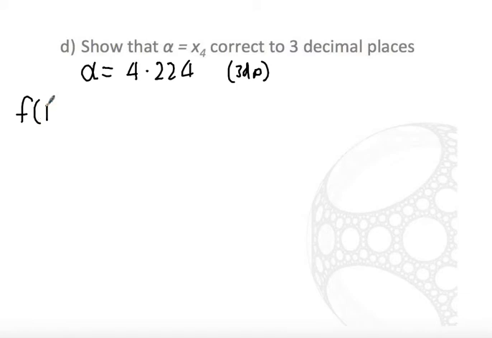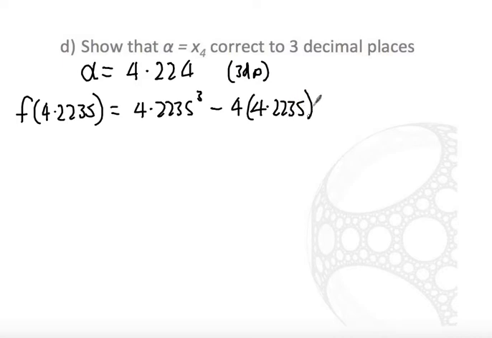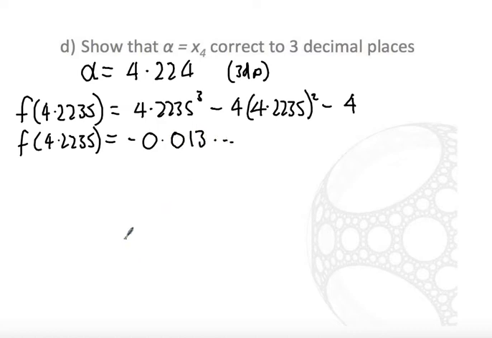So if I do f of 4.2235, so that I do 4.2235 cubed minus 4 lots of 4.2235 squared minus 4, so that I can find f of 4.2235, evaluate this in my calculator, and we get an answer of minus 0.013, just giving the first 3 decimal places there, because really I'm only interested in the sign. So that's a lower bound value.